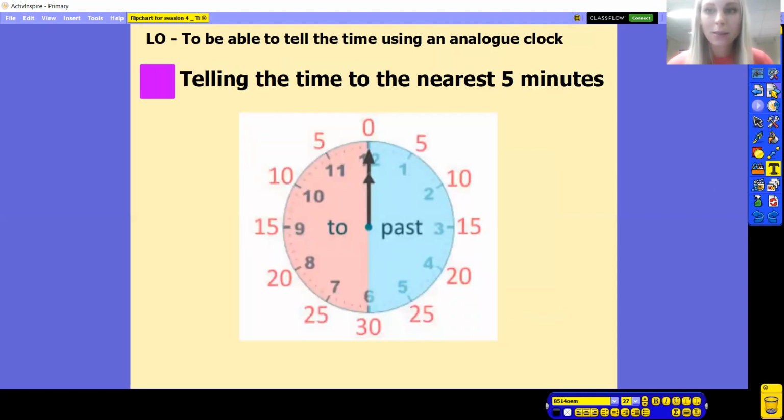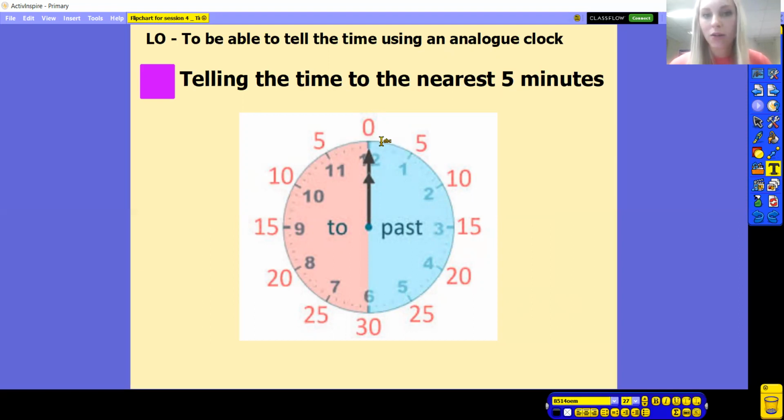Okay, if you've come back to me now, then that means you're ready for purple work. So, purple work is telling the time to the nearest 5 minutes. Now, when you look at the clock face, we can see all of the hour numbers that go around the clock, and there are 12 of those. But on a clock face, there are smaller lines which show the minutes.